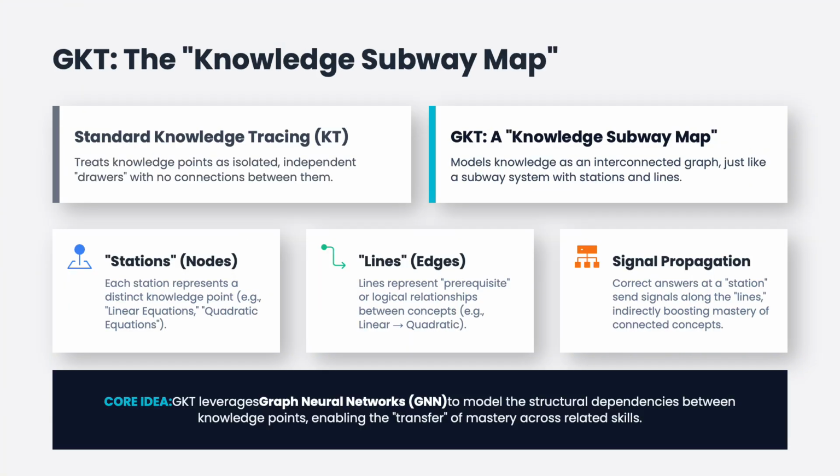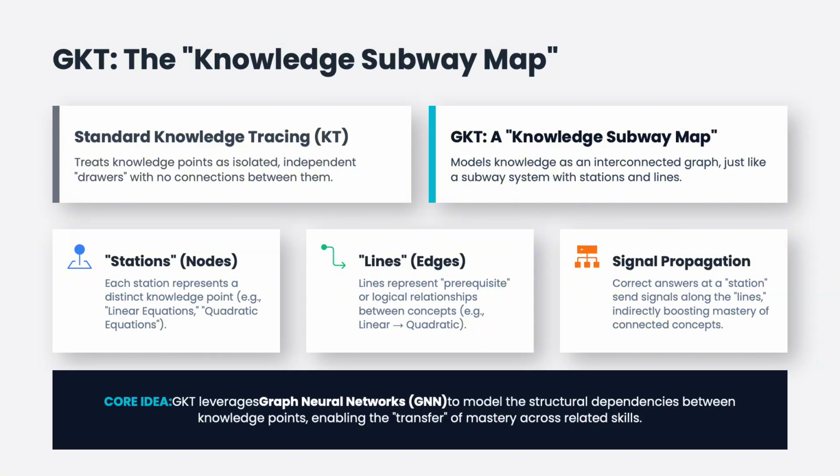Now, let's move on to GKT, which stands for Graph-Based Knowledge Tracing. Let's use another analogy. Traditional knowledge tracing models treat each skill a student needs to learn as a separate, isolated drawer in a cabinet. Learning how to add doesn't affect your ability to multiply, according to this model. But we know that's not how learning works.